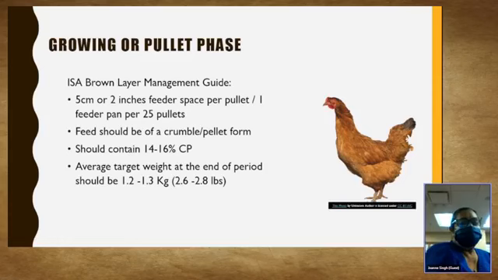According to the ISA Brown Layer Management Guide, which is a breed that is available from the US, this information is from their handbook. You are looking at 5 cm or 2 inches feeder space per pullet. That means 1 feeder pan per 25 birds, right? So basically, you have to increase your number of feeders when they get bigger. And your feed, again, should be in a crumble or pellet form. And your target weight for these birds at the end of this growing phase will be around 2.6 to 2.8 pounds, right? So that's the average weight you're looking at for them to grow to.